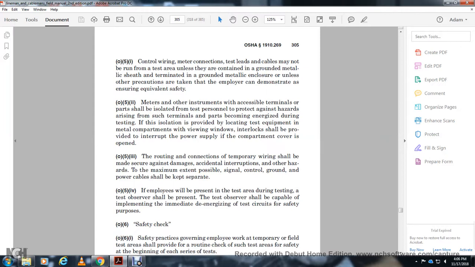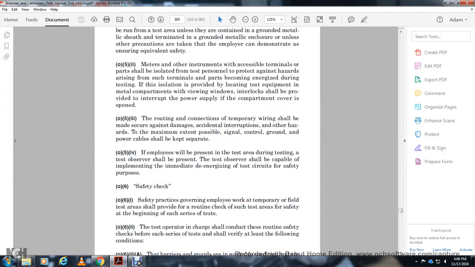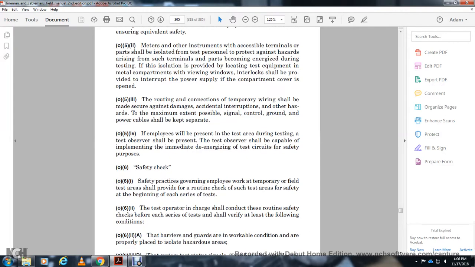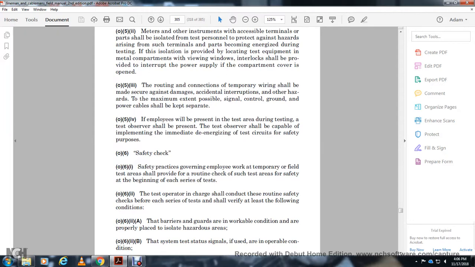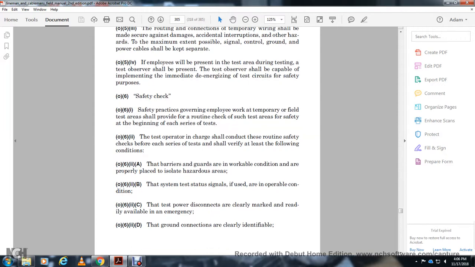Safety check. Safety practices governing employee work in the temporary field test area shall provide for a routine check of the test area safety at the beginning of each series of tests. The operator in charge shall conduct the routine safety check. The check before each series of tests shall verify at least the following conditions: the barriers and guards are in workable condition and properly placed to isolate hazards; the system test status signals, if used, are in operable condition; test power disconnect connection is clearly marked and readily available; and the emergency ground connections are clearly identifiable.